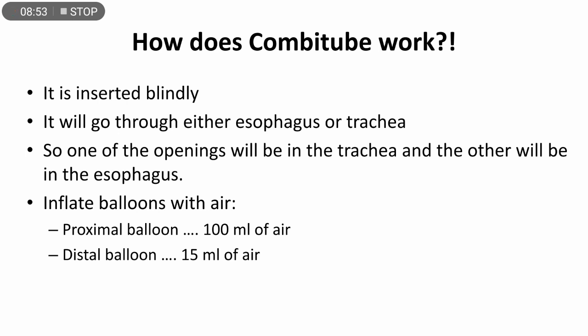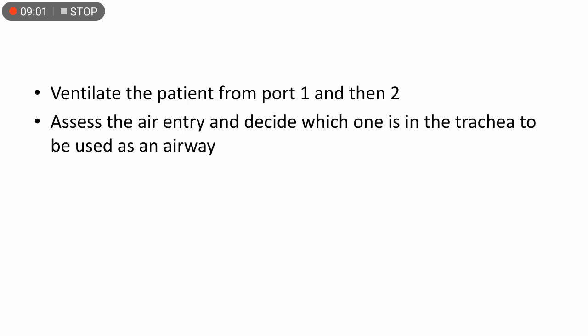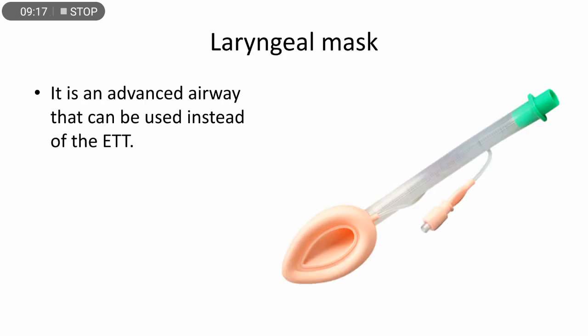Inflate the balloons with air. The proximal balloon should have 100 ml of air and the distal balloon should have 15 ml of air. Ventilate the patient from port 1 and then port 2. Assess the air entry and decide which one is in the trachea to be used as an airway. The other one will be blocked. Laryngeal mask airway is an advanced airway that can be used instead of the endotracheal tube, but mainly it is used in theater.